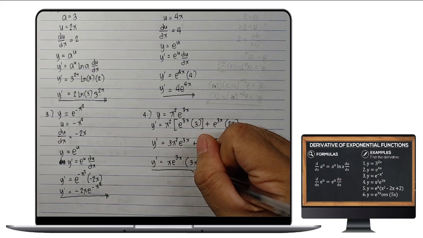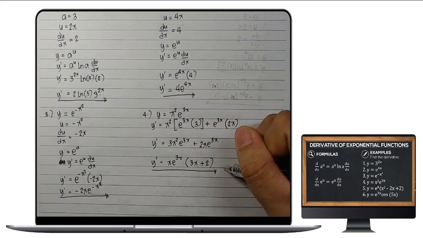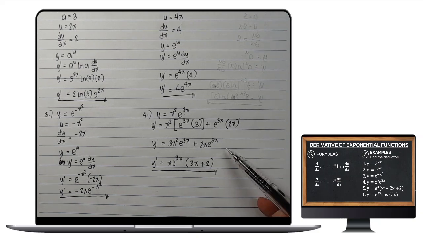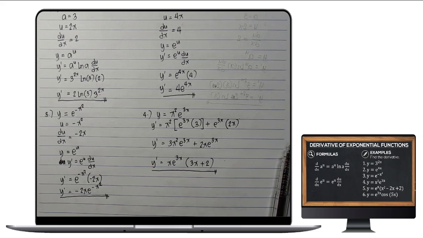So we just took out the common factors. Any of these two can be your final answer. You may present your final answer in expanded form or in factored form. They are the same.